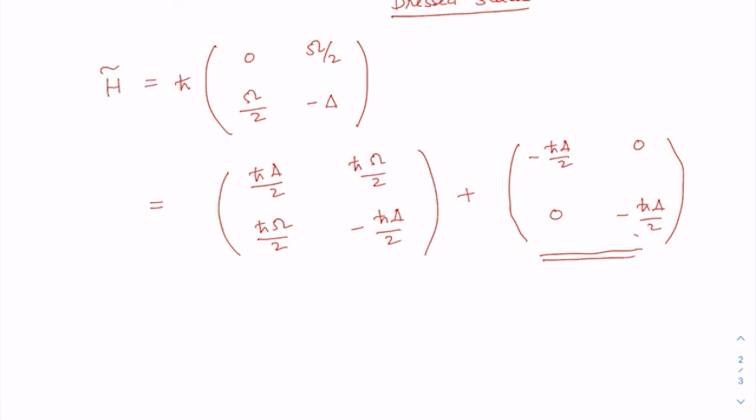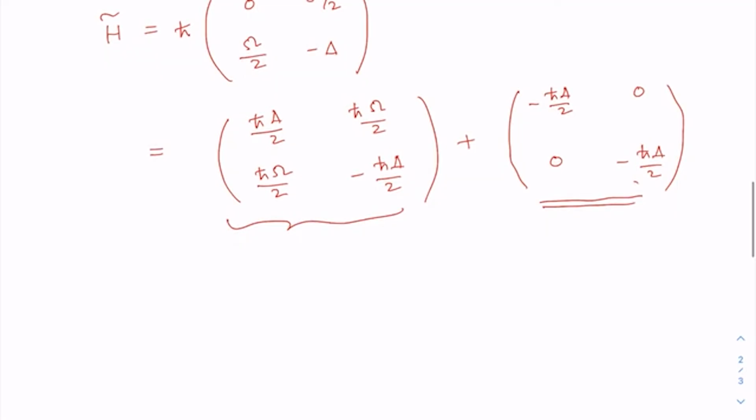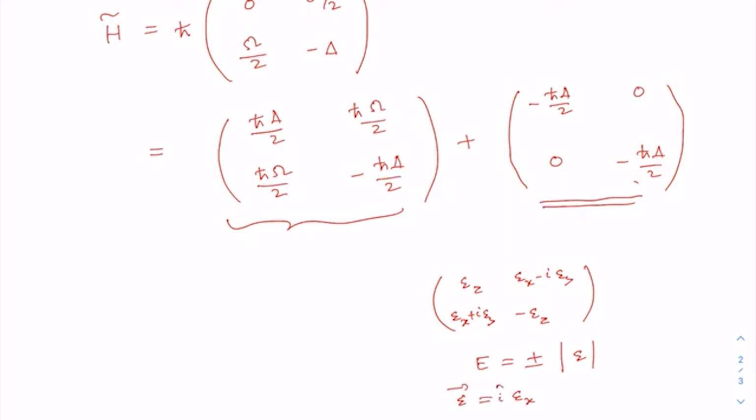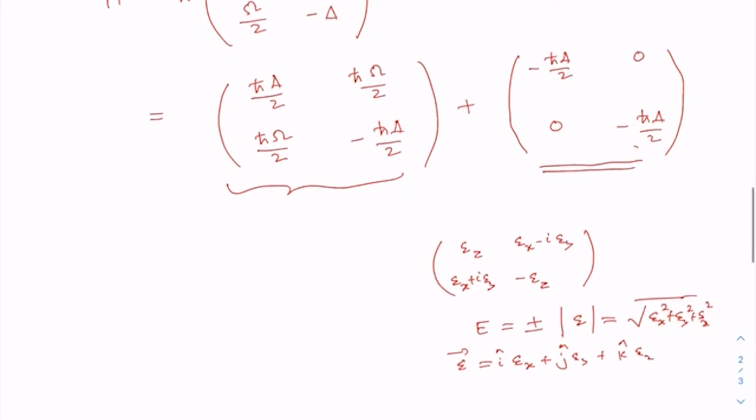On the other hand, we already saw in our third class that for the general case, suppose you have ε_z here, then minus ε_z here, and ε_x plus iε_y, and ε_x minus iε_y. For this general Hamiltonian, we worked out that the eigenvalues are plus minus the modulus of ε, which is the square root of ε_x squared plus ε_y squared plus ε_z squared. So using this, immediately you see the eigenvalue.